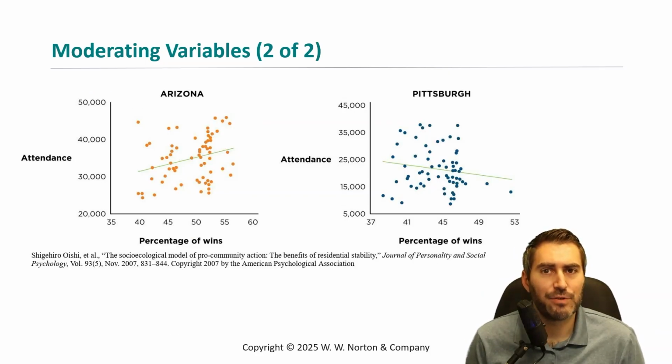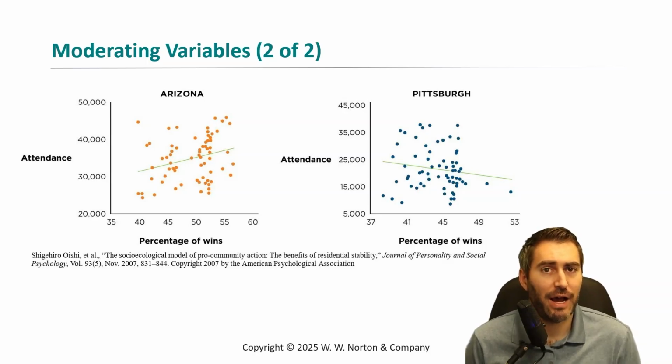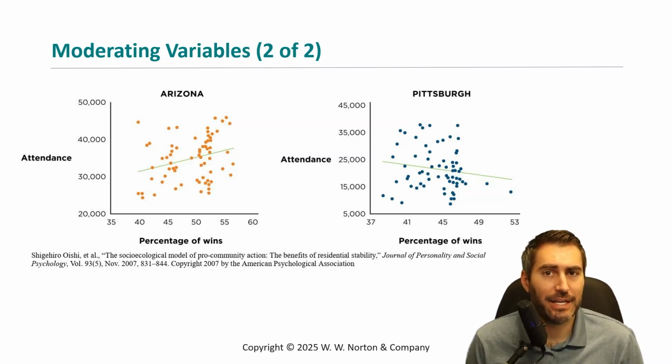Let's look at these graphs where we can see how a city's degree of residential mobility moderates the relationship between local sports team success and attendance at games. Each dot represents one Major League Baseball season. The Arizona Diamondbacks are based in Phoenix, a city with high residential mobility, and that pattern shows that people are more likely to attend games there when the team is having a winning season. Pittsburgh is a city with low residential mobility. That pattern shows that Pittsburgh Pirates fans attend games regardless of how winning the season is.